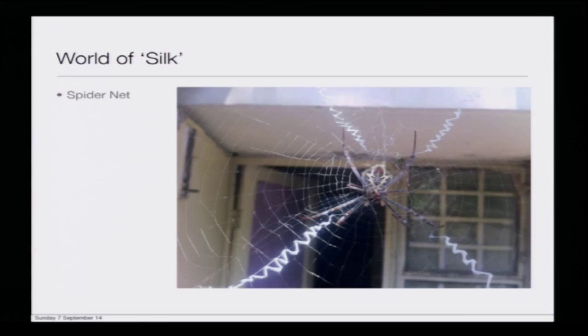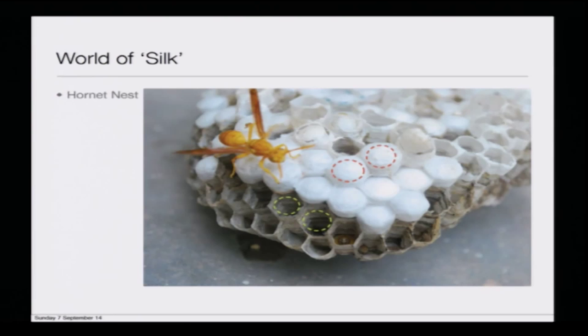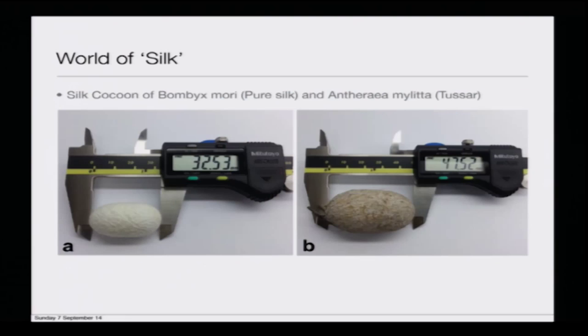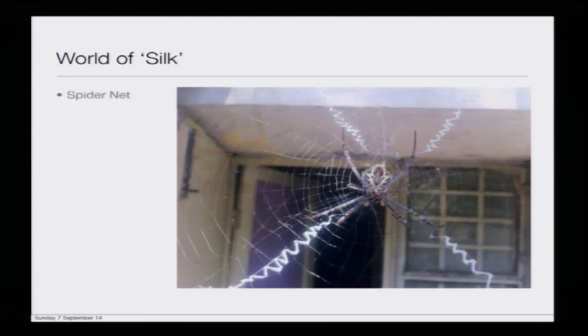Now I give you a second example, a hornet nest. All of you have seen this kind of nest, of honeybees or hornets. If you see this picture, some of the nests are closed with a white cottony coating or a cap, whereas the other ones are without any cap. This cotton cap you are seeing is also silk. And then the most traditional one, which most of us understand, is a silk cocoon, a Bombyx and thread. I have just given you two such examples. These are also silk.